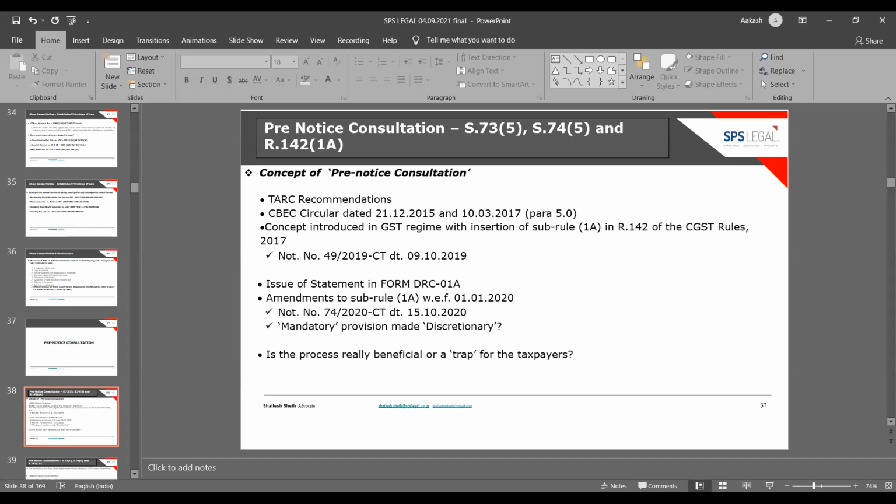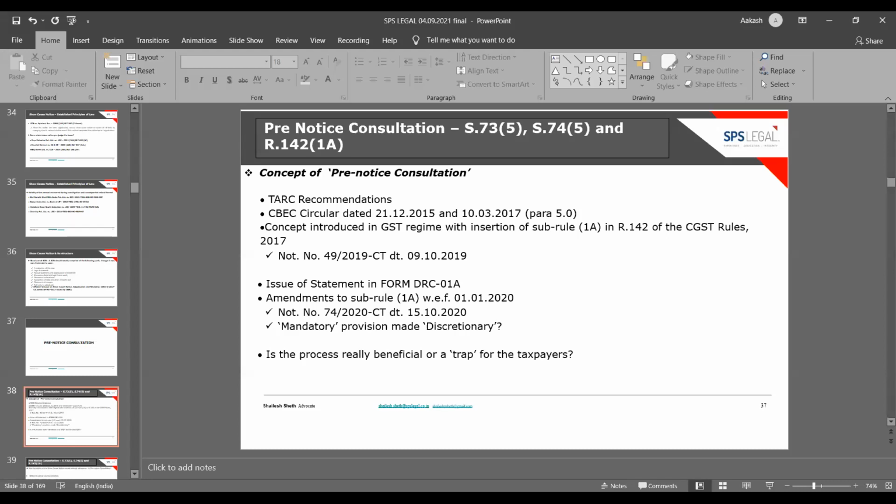Then thereafter, in a very disturbing and unfortunate amendment on 15th October, merely after 1 year, the word shall has been substituted by the word may. So now the provision of 1A reads like proper officer may communicate. So he is now not under the legal obligation to issue the DRC-01A. It has been made discretionary. And if it is made discretionary, then where is the need to keep this provision in the statute book itself in the first place? Is it not really the mockery of justice?